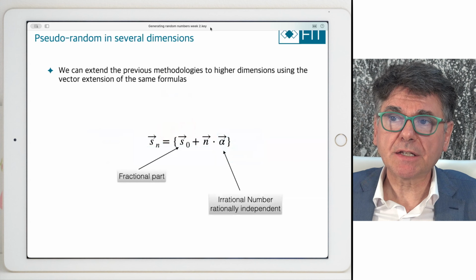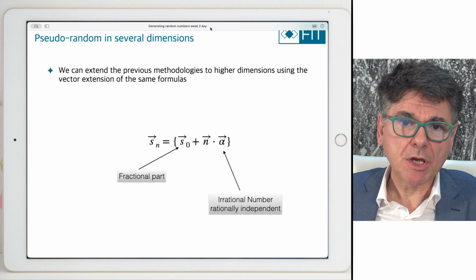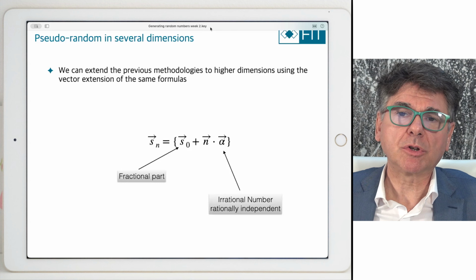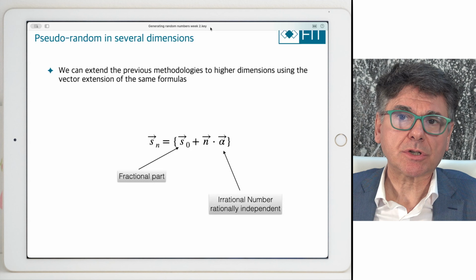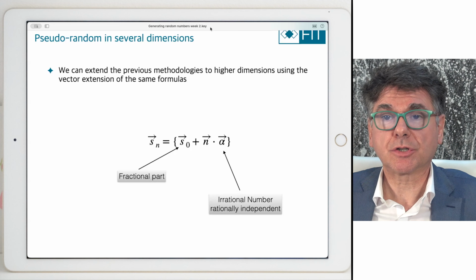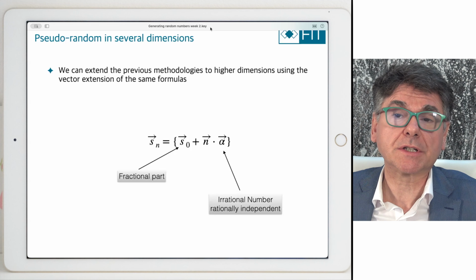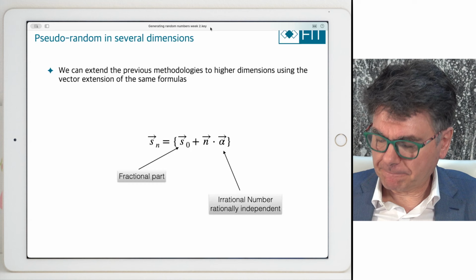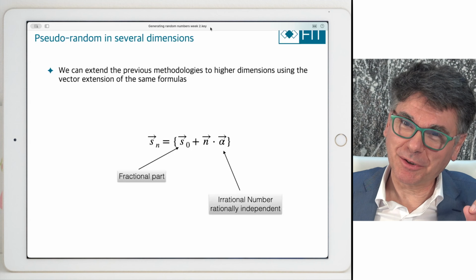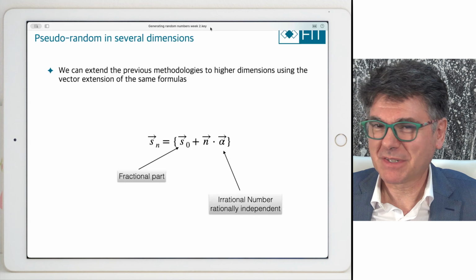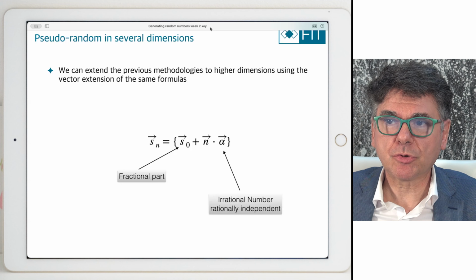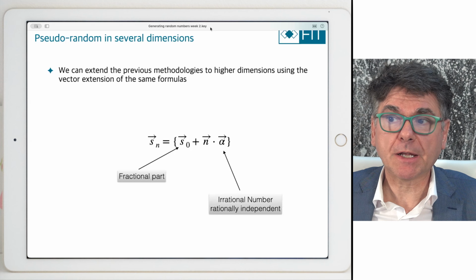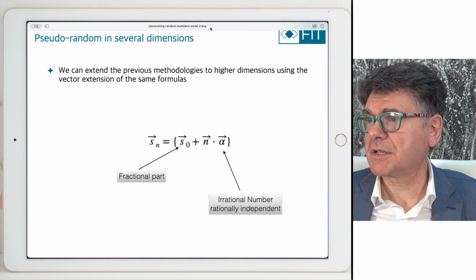You can extend this to higher dimensions in exactly the same way. You take a seed number, doesn't matter what it is, and then you multiply by a vector that contains irrational numbers which are irrationally independent in each of their components. For example, the golden ratio on the first one, the square root of 2 on the second, the square root of 3 on the third, and so on. The square root of 5 won't work because it's already in the golden ratio, so you have to go to the square root of something else, 7. So this gives you the ability to generate pseudo-random numbers in higher dimensions. And all of these are consequences of number theory.